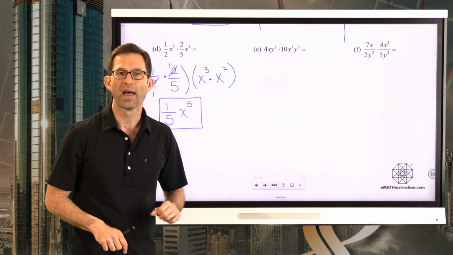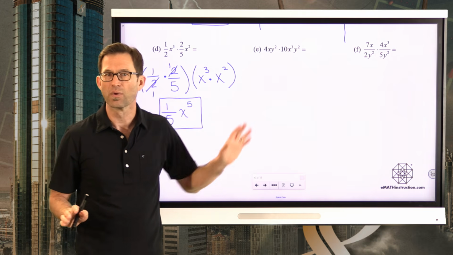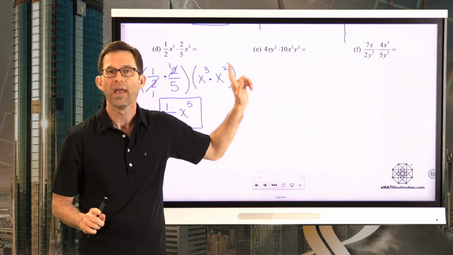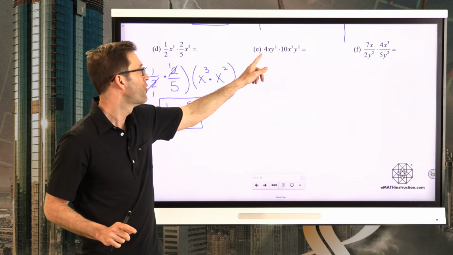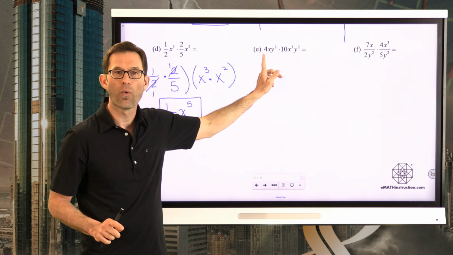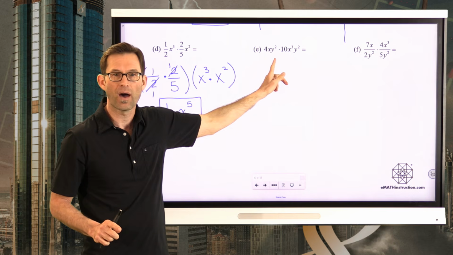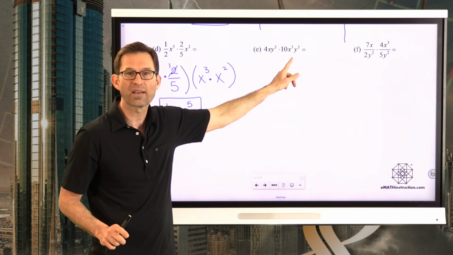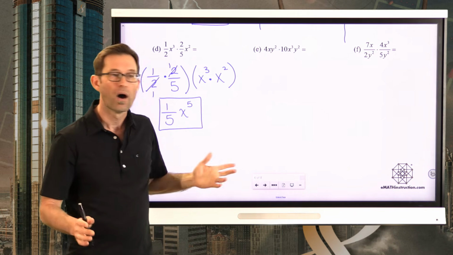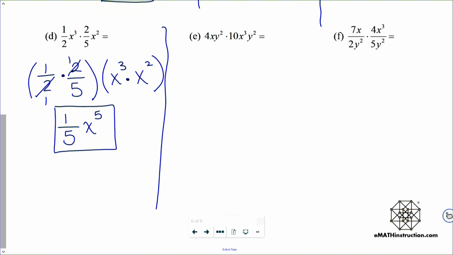Now let's take a look at one that has multiple variables in it. Now this one looks just absolutely horrible, but again, it's all multiplication, right? 4xy squared actually means 4 times x times y squared times 10 times x cubed times y squared. All right, so I'm going to group all the normal numbers together. Those are just the 4 and the 10. Then I'll group the x's together, x times x cubed. Then I'll group the y's together, y squared times y squared.